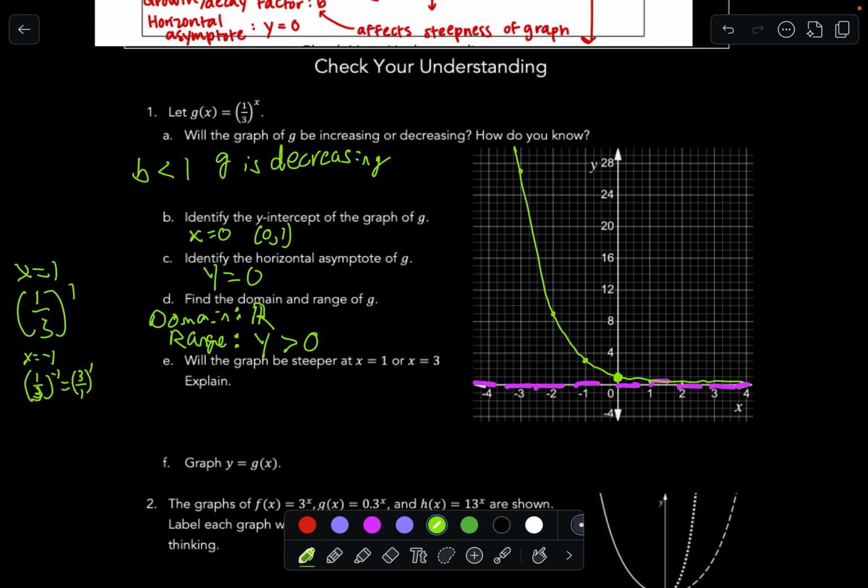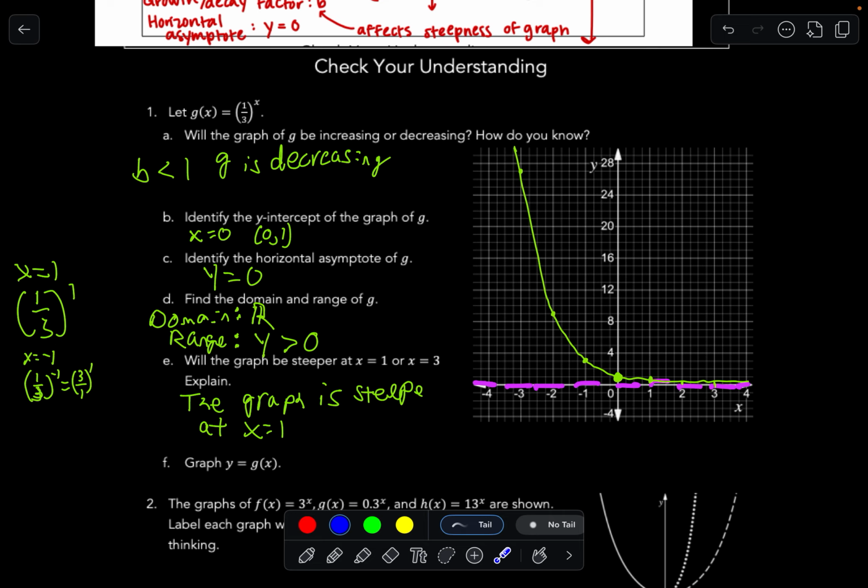And you see it flattens out and follows the x-axis. Will the graph be steeper at x equals 1 or 3? Since it's flattening out as we get further to the right, the graph is steeper at x equals 1. You could even ask whether the graph is steeper at x equals -2 or x equals 2, and you would say at x equals -2, because that's further to the left.